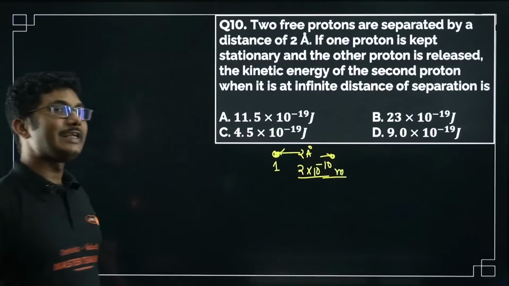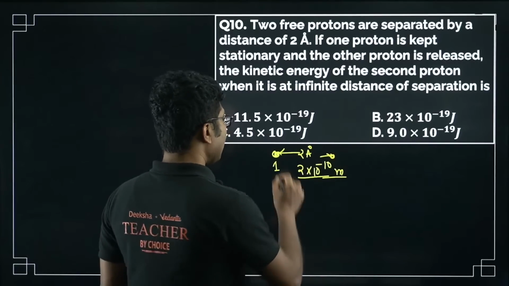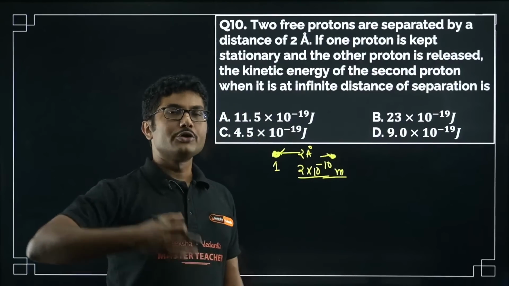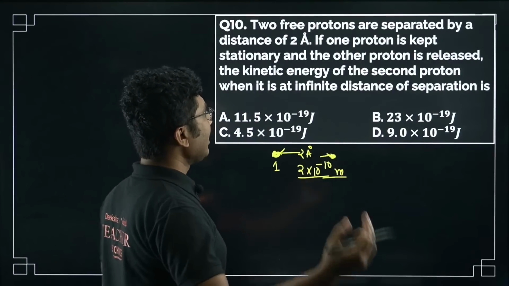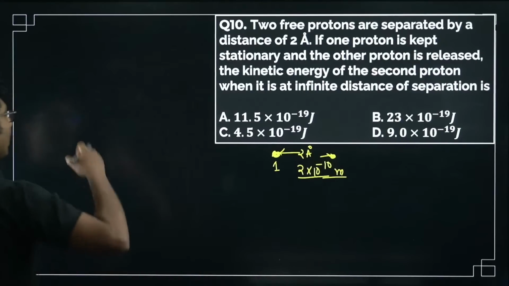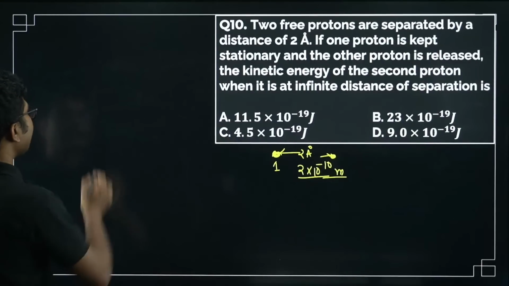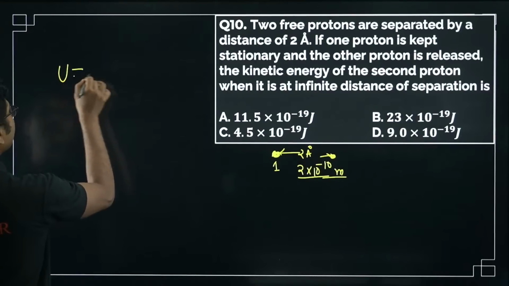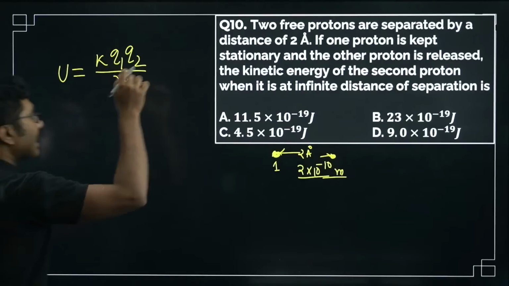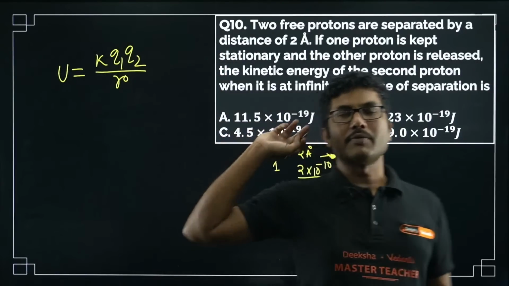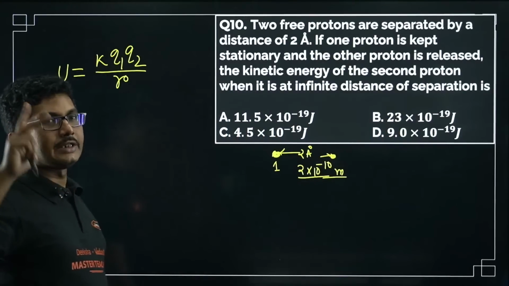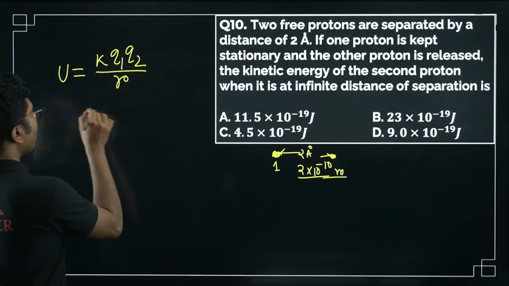So what is the initial potential energy of the system? If we can find the initial potential energy, the final potential energy is 0. So that is basically the work done, which you have to calculate. Work done is equal to kinetic energy. So basically the initial potential energy is K Q1 Q2 by R. Remember, there are two charges, so this is the formula for potential energy. Potential is for single charges; potential energy is when two charges are involved.